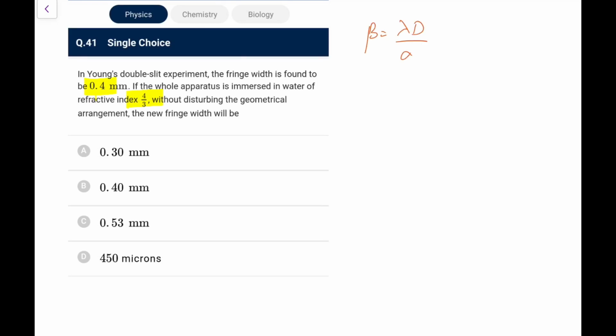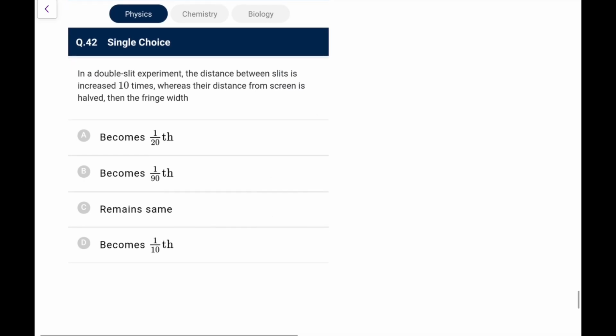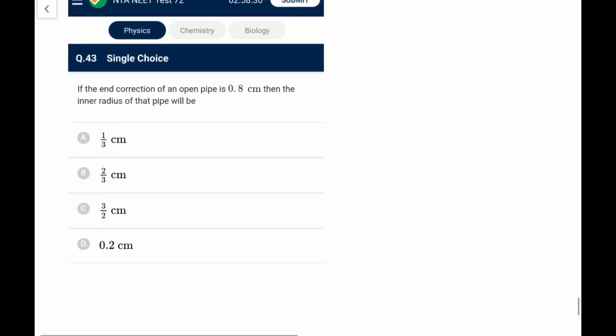So fringe width is lambda D by d, you remember. So on dipping in water, lambda will become lambda by n of water, lambda in water. So this fringe width will also become divided by n of water, so it will become 3/4 of what it is, because it is inverse. So 3/4 means 0.3 mm I can go for. Next, in a YDSE the distance between slits is increased 10 times, whereas the distance is halved, the fringe width. Again the same formula we have to use. This is 10, this is half, so it becomes 1 by 20. So both questions are on the same concept.